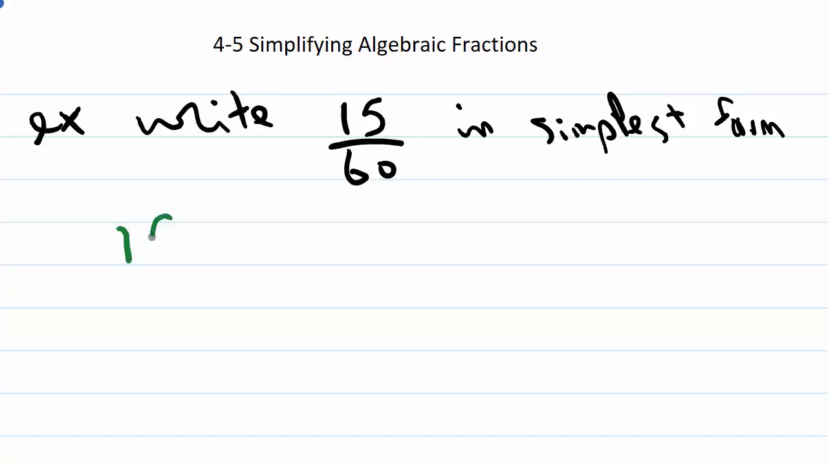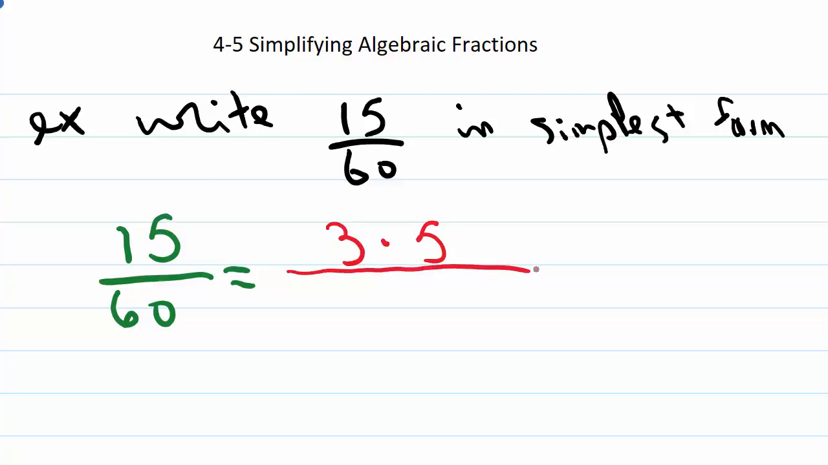So I'll start out with 15/60, and I'm going to write that. What does that equal? Well, I'm going to find the prime factorization of 15. That's not so bad. 3 times 5 divided by the prime factorization of 60. And what's 60 equal to? Well, 60 is equal to 6 times 10. 6 is 2 times 3. And 10 is 2 times 2 times 5. Remember, it's all multiplication because it's prime factorization. So factors are things that are multiplied.